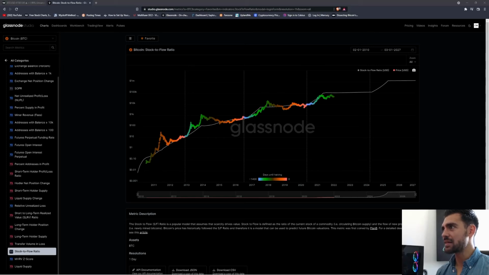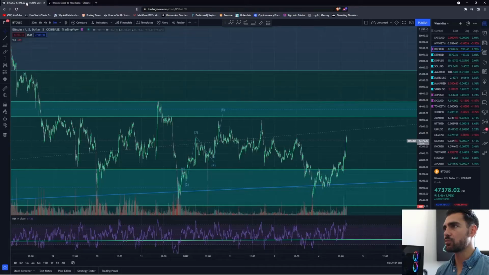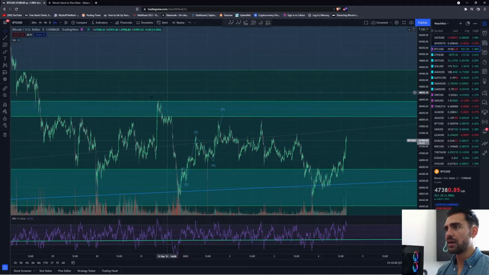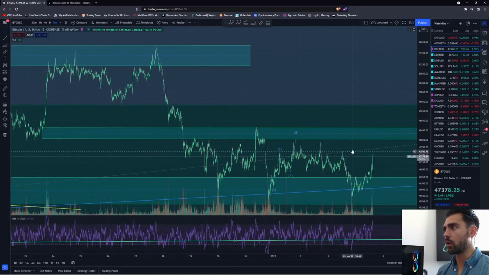So has the stock to flow model been invalidated? We're going to look at that in this video, guys, but really quick, let's look at the price action on Bitcoin. We've gotten this beautiful bounce off of that 45.5 level, given this nice accumulation pattern. This is the exact bounce that we were looking for.